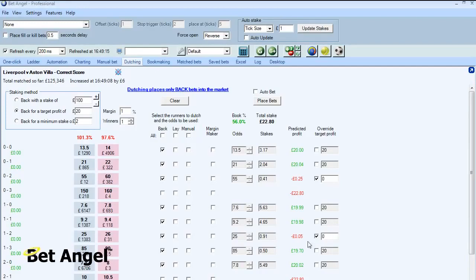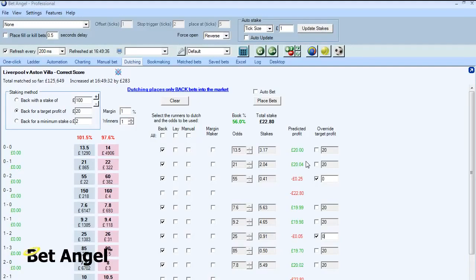So you can see here, we've got two results in that mix that we essentially scratch if that scoreline comes in. But we also have a lower stake for the amount of profit that we're looking to get out of the market. So there are many ways that you can use the Dutching tab to manipulate the amount of risk you want to take in the market and how much return you wish to get as well.